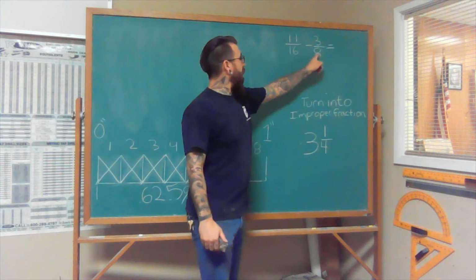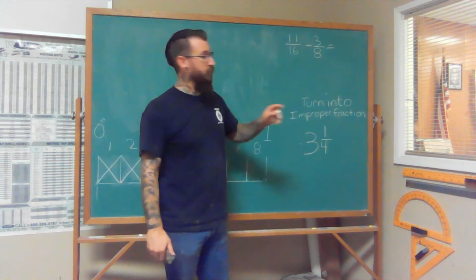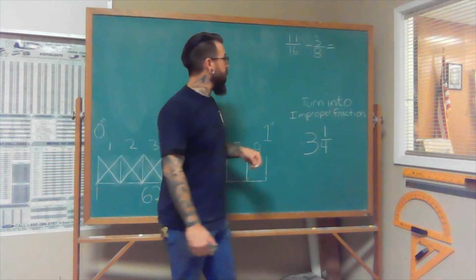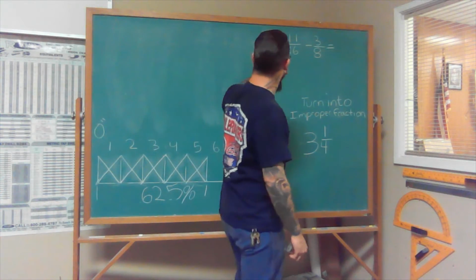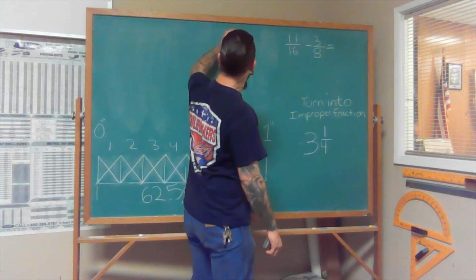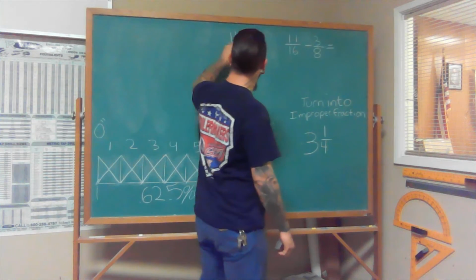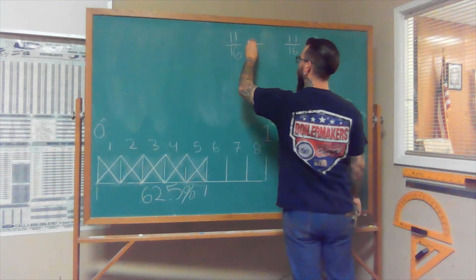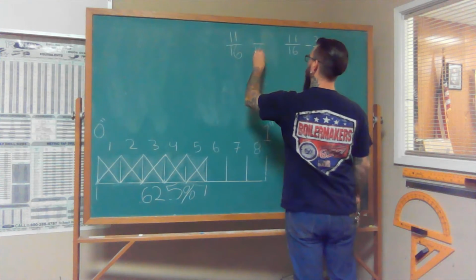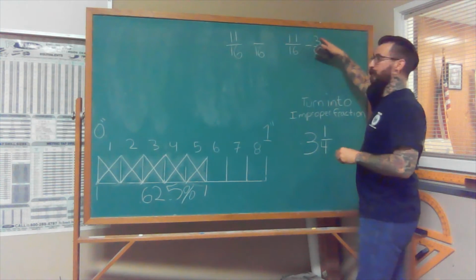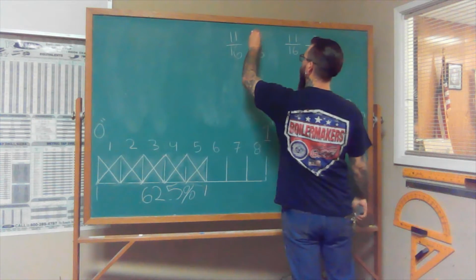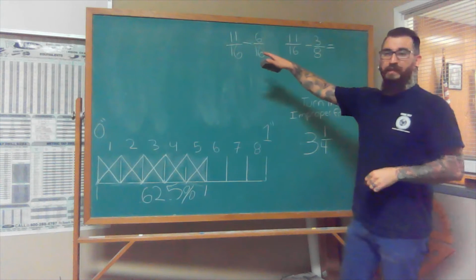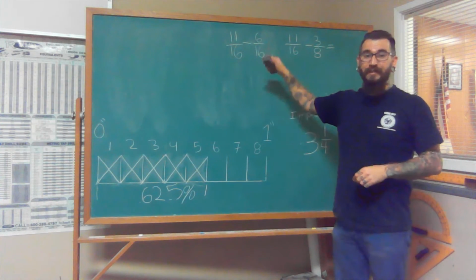So we know that 8 goes into 16 twice. So we're going to raise 3/8 up by a factor of 2. So we're going to keep 11/16. And now we're going to multiply 8 by 2. And now we're going to multiply 3 by 2. So our new equation looks like 11/16 minus 6/16.